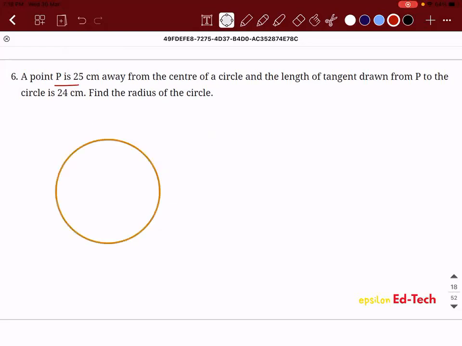There is a point P which is 25 centimeters away from the center of the circle, and the length of the tangent drawn from point P to the circle is 24 centimeters. Find the radius of the circle.